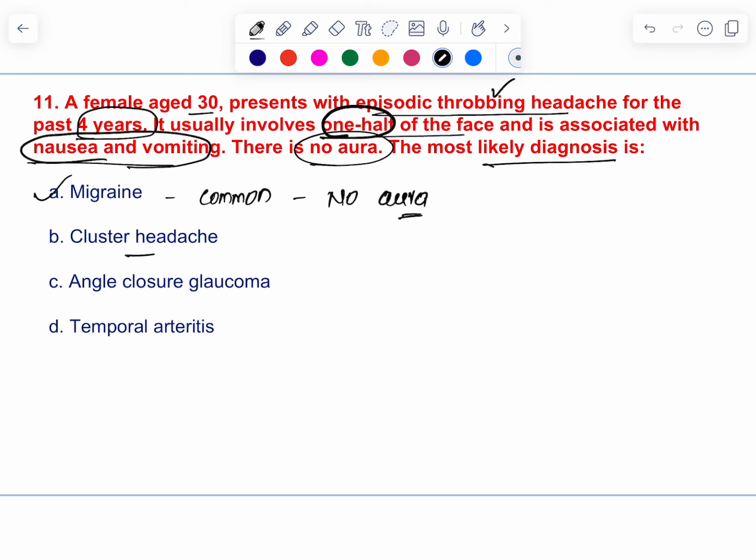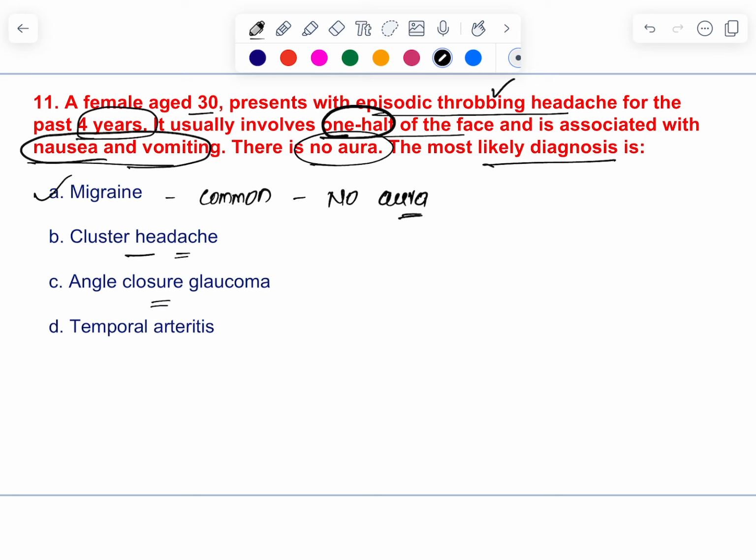All these points are in favor of migraine. Whereas in cluster headache, the pain is usually retroorbital and more common in males rather than females. There will be redness, that is conjunctival injection, and there is also tearing. So these are the features of cluster headache.